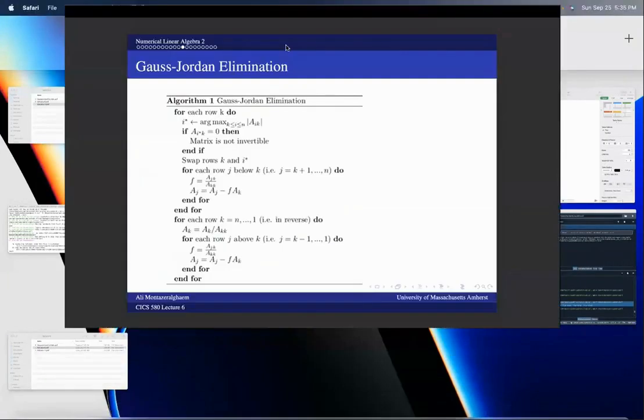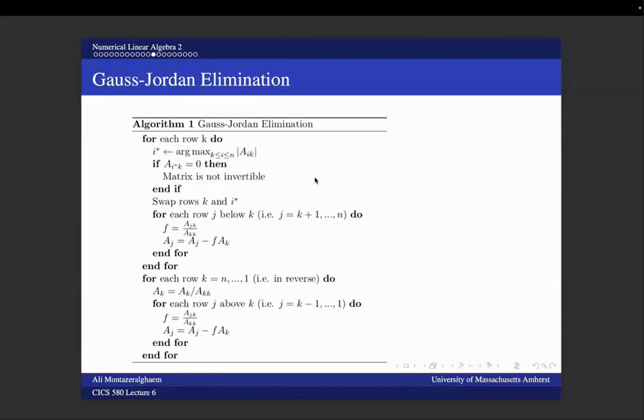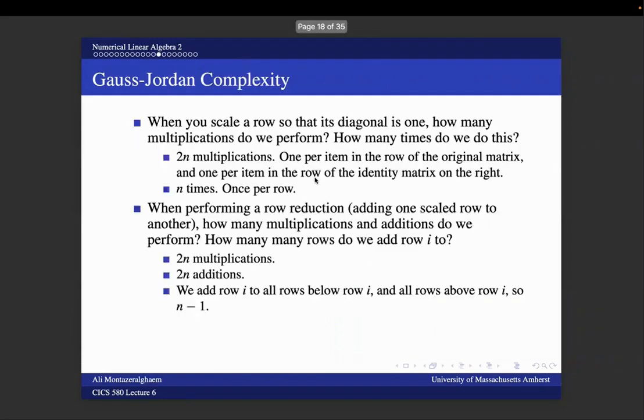So let's go back to the main slides. So this is the pseudocode for Gauss-Jordan Elimination. And then if we want to find the complexity of this algorithm, at first, we want to know that when you scale the row so that its diagonal is 1, how many multiplications do we perform? Or how many times do we do this?